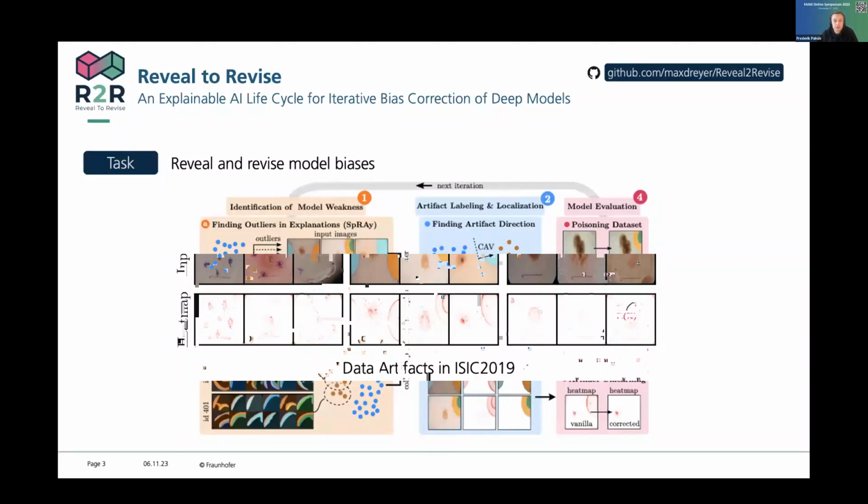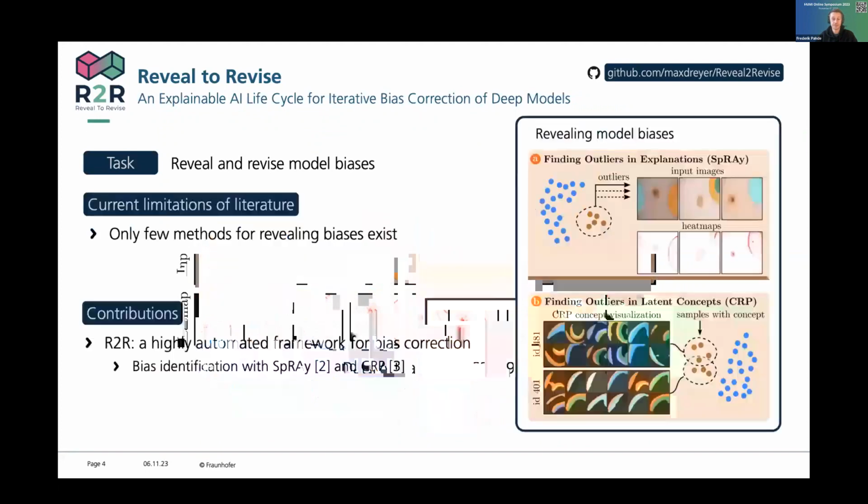So we introduced Reveal to Revise, which is a semi-automatic framework that detects those biases and corrects them. And on a high level, it consists of 4 steps that I will all address in a bit more detail in the coming slides. But those 4 steps are first the identification of model weaknesses, then the precise labeling and localization of artifacts, the model correction itself, and then the re-evaluation of the model after the correction step. So let's now look into all those steps in a bit more detail.